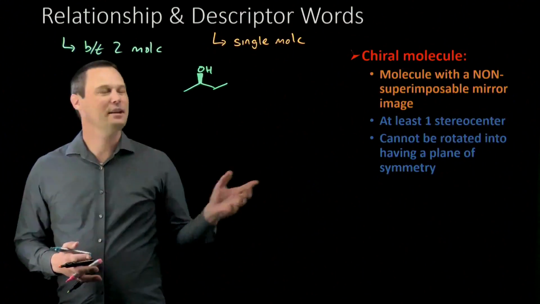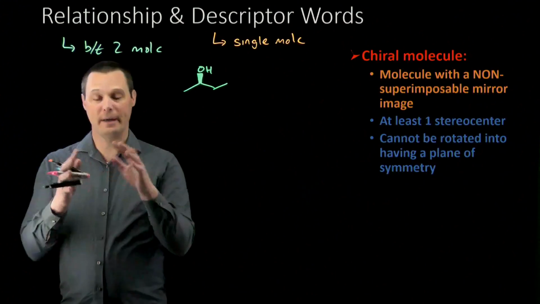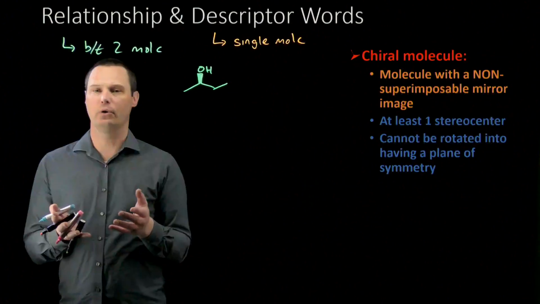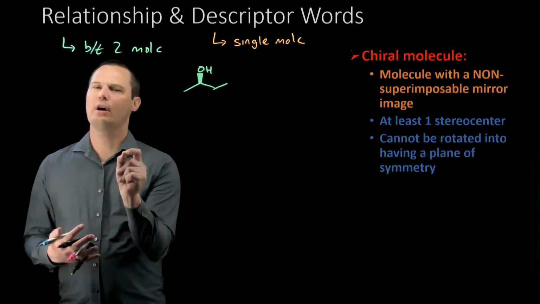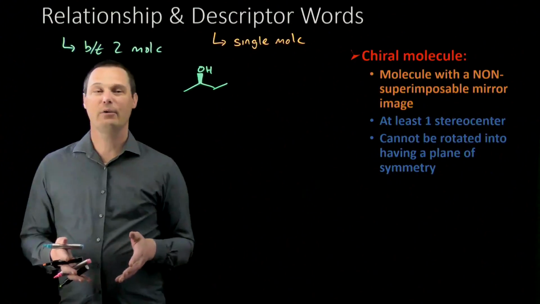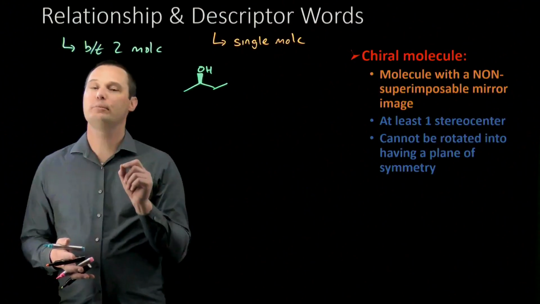Our first descriptor word is a chiral molecule. We can describe an entire single molecule as a chiral molecule. We can also describe an entire single carbon atom as a chiral carbon atom. A chiral molecule is a molecule with a non-superimposable mirror image.